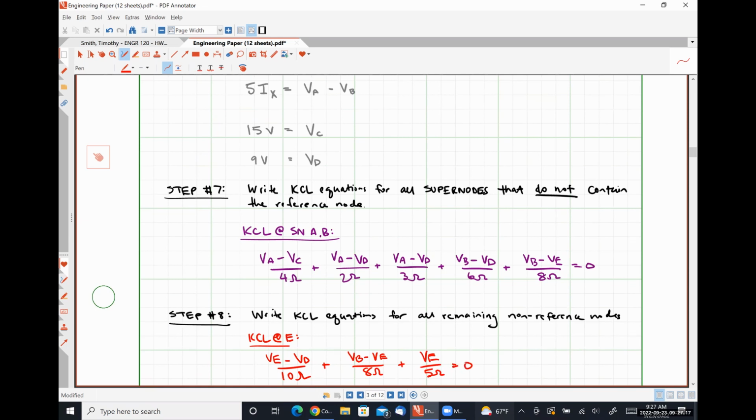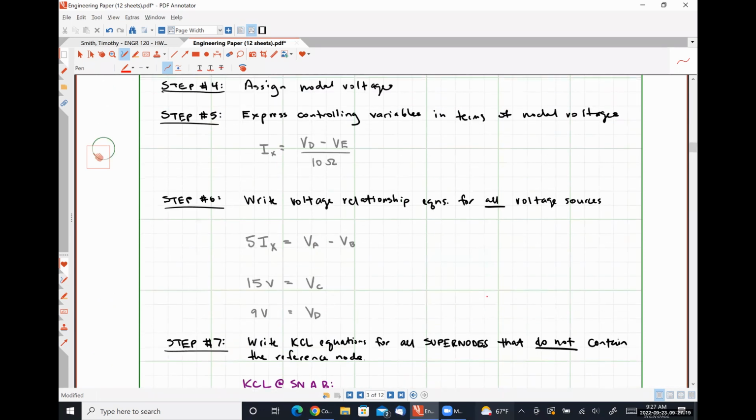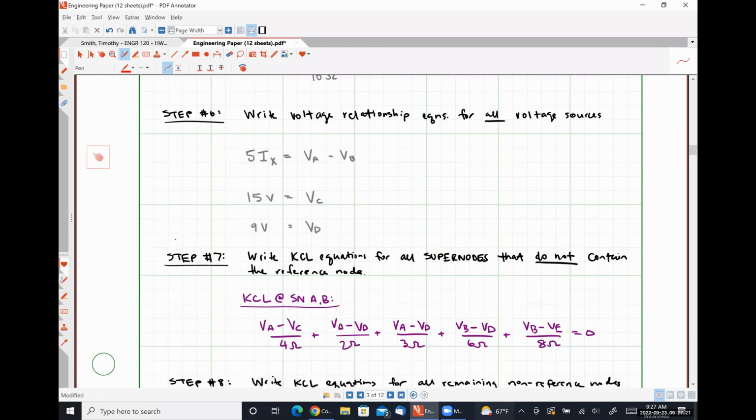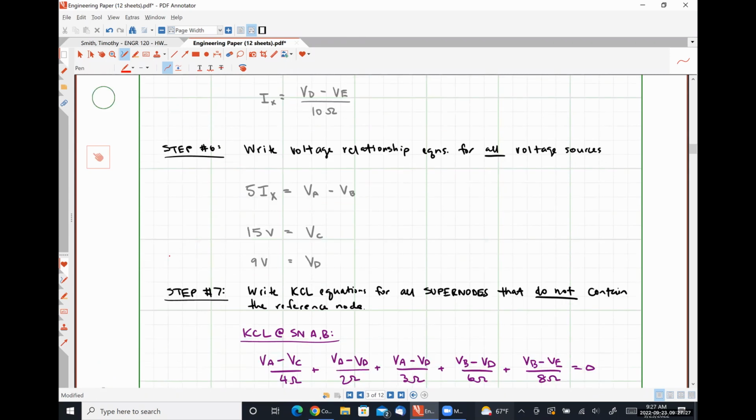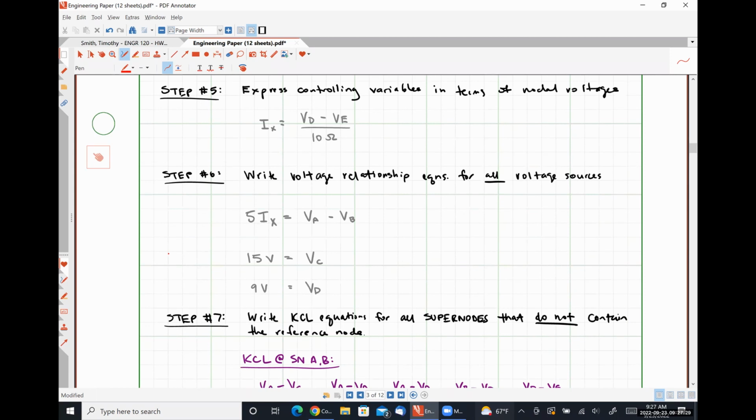So we have 1, 2, 3, 4, 5, 6 equations, 6 unknowns. However, everywhere we see IX, we can substitute in things. Everywhere we see VC, we have 15 volts. Everywhere we see VD, we can substitute that with 9 volts. So this does reduce down to a 3 equation, 3 unknown system.